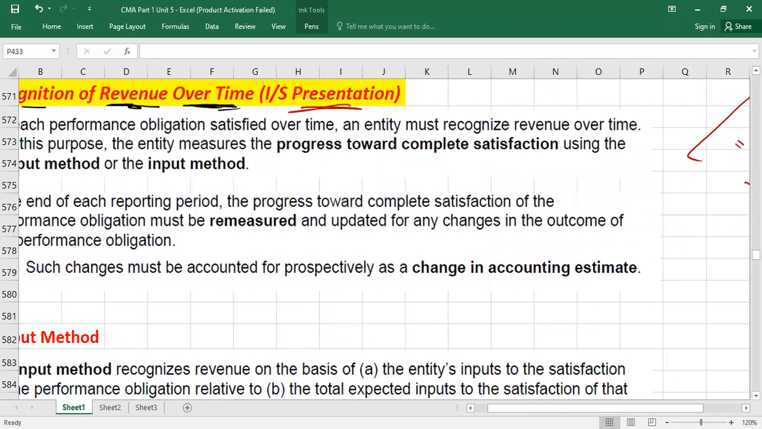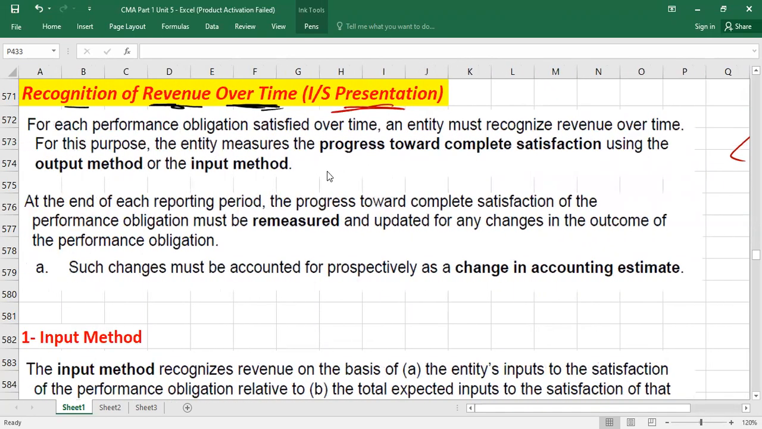So we have revenue recognition over time. What does over time mean, guys? For example, if you are a construction company and you got a contract to construct a road or a building, which will take 3 to 4 years, and you have agreed the price with the customer. Maybe the price, let's assume, is 10 million.